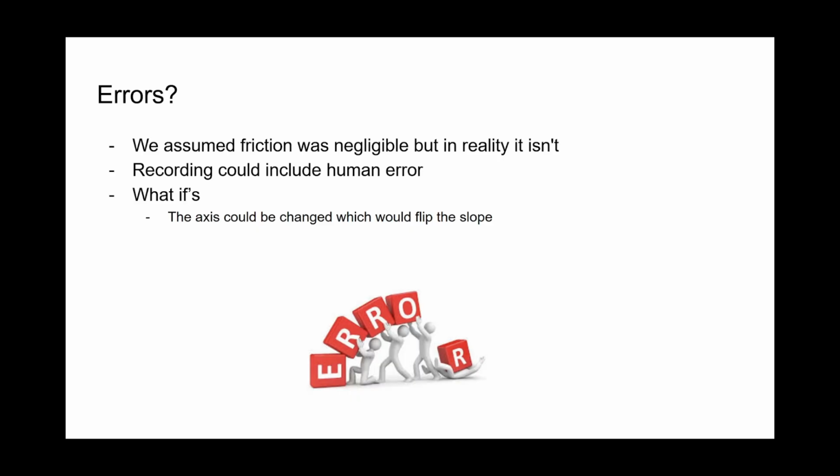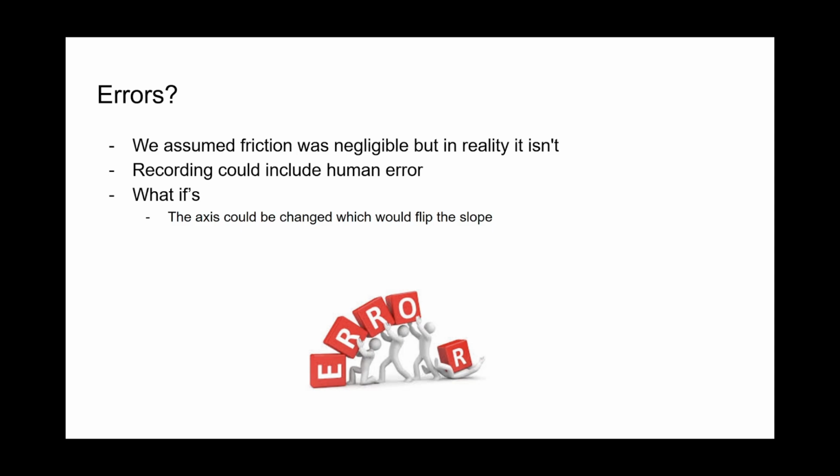So where could errors come into play? In this case, we assumed friction was negligible, but in reality, it isn't. So when using the GlowScript model, there could have been a slight error because the GlowScript model assumes that there is no friction, although the data that we collected using Tracker did have friction. And anytime we're doing a lab experiment that has to do with recording or any type of human interaction, there could always be human error. So that could have also been an error.